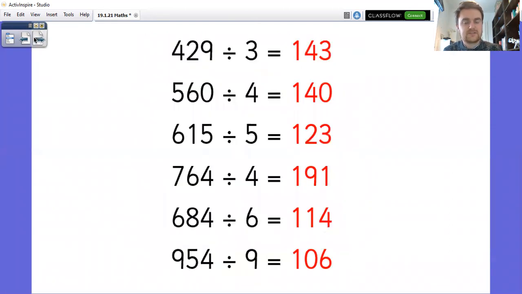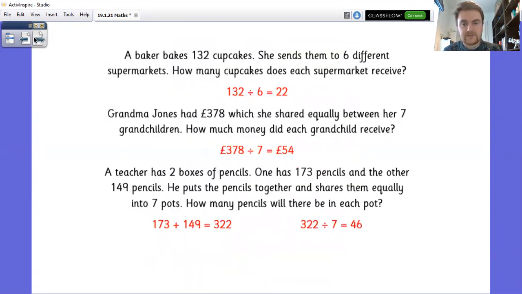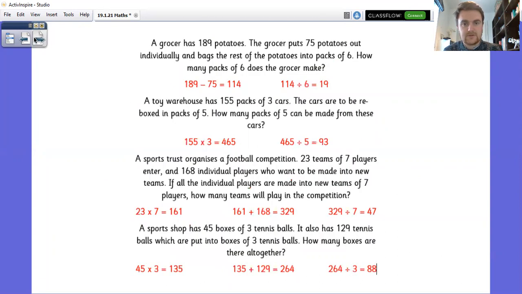But here are your answers for your arithmetic questions. Here are your answers for your first 3 word problems. Here are your answers for your next batch of word problems. And I will check your challenges on Teams.